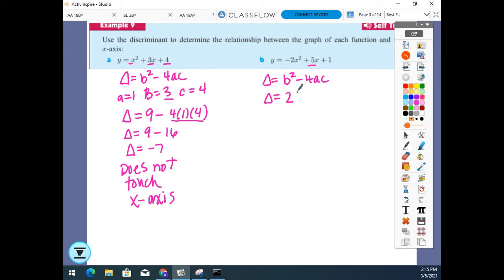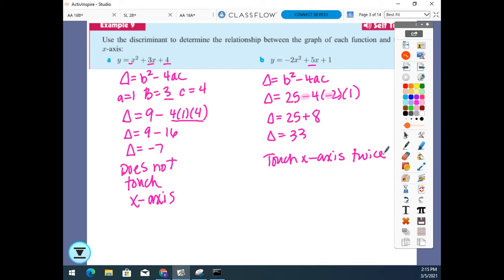b is 5, so b squared is 25. Then 4, a is negative 2, and c is 1. Now I'm going to subtract a negative. Anytime you see two negatives, that'll make it a positive. Then I just add together. Because this is greater than 0, it will touch twice, and that's telling me there are going to be 2 real answers.